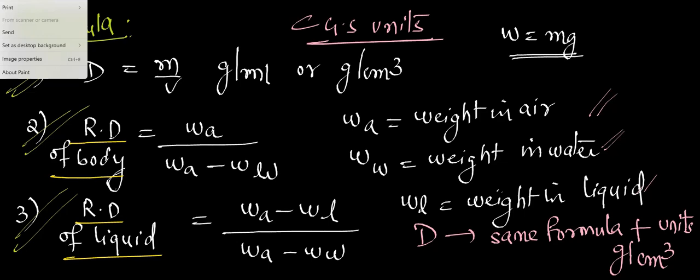If they ask you even density, you have to use the same formula. But remember, density has units, relative density has no units. If they give a liquid, we should use the third formula. If they don't give a liquid, second formula. We will do some problems today so that you'll understand.